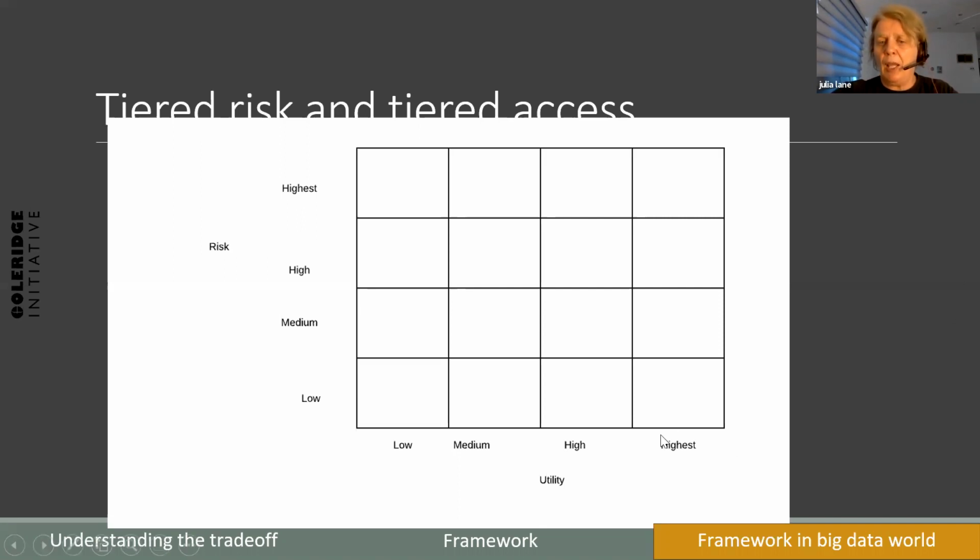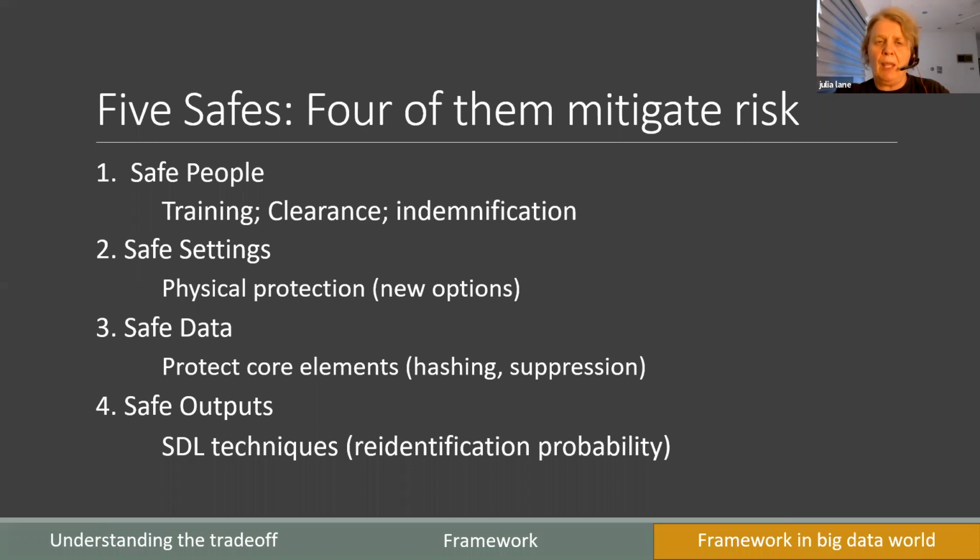So in other words, if the data use can be shown to be of very, very high utility, you might be able to choose the highest risk category, and you could bucket the value of access to data in different characterizations. The approach that many places use for access to data is the 5 safes. In other words, you want safe people, safe settings, safe data. You have safe outputs that are a statistical disclosure limitation. And so each one of those 4 mitigate risk.